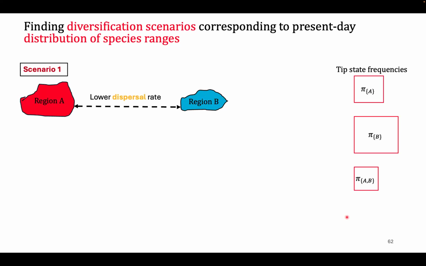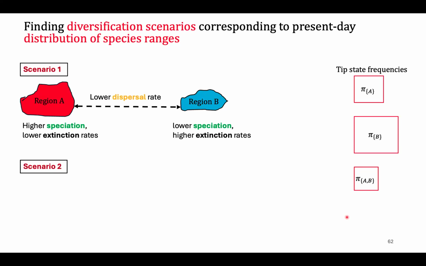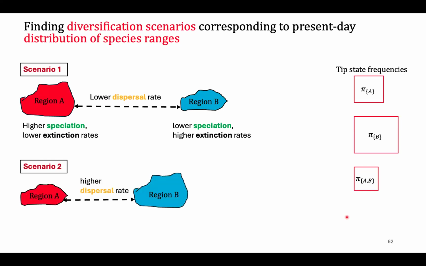So maybe you have this scenario one where you have a larger region A and smaller region B, and then they are further apart, so you have a lower dispersal rate. Now, if you have a larger region A, maybe it corresponds to having higher speciation and lower extinction rates, and the opposite can be said for region B.